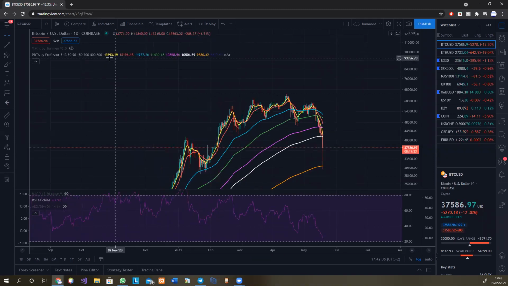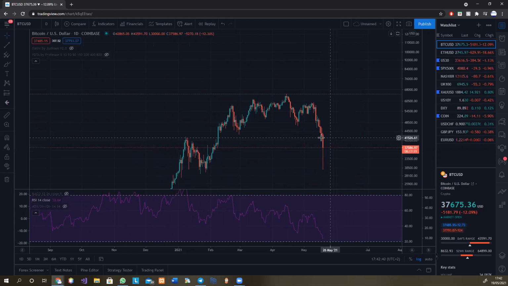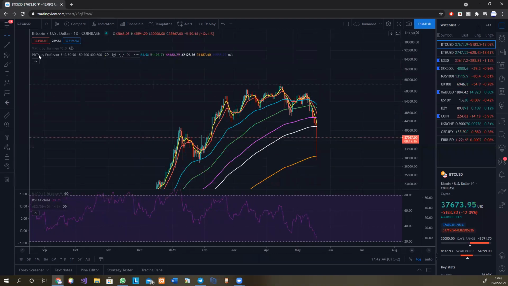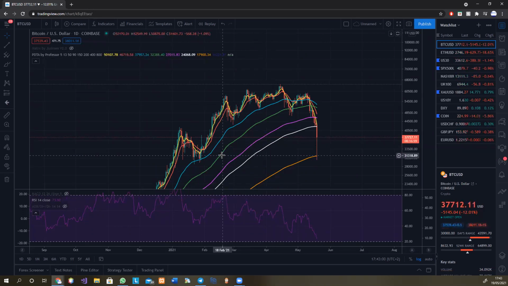So first things first, I analyze the chart using exponential moving averages, and especially these ones. It's called PDT by Professor D. Self-programmed, only available for me. It's not in the market. It's not official yet, and I'm not thinking of publicizing it at the moment. That said, we are going to begin.